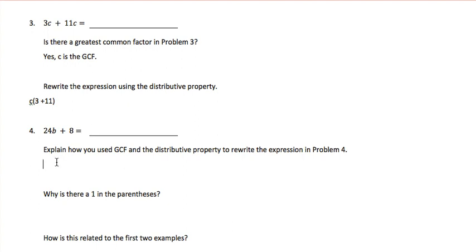Now looking at 4, 24b plus 8. Well, greatest common factor, hopefully you can see that, because 8 goes into 24 and also into 8, would be 8. So we're pulling the 8 out, and 8 times 3 is 24, 3b. And 8 times what equals 8? 1. And you have to put that in there, that 8 times 1, because otherwise you don't have the plus 8 part of your expression.